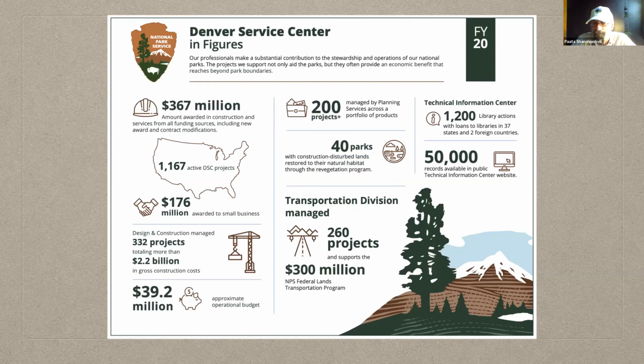Larry? So this in 2020 is kind of a highlight of the business practices of the Denver Service Center, and the figure, particularly down here with design and construction managed, the 2.2 billion. I just remind everyone that the typical construction cycle from design through the end of construction is about 5 years. So we're talking about 5 years worth of work every year that we have going on. So the numbers can be large.